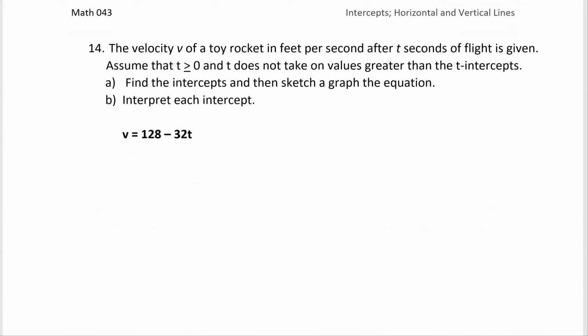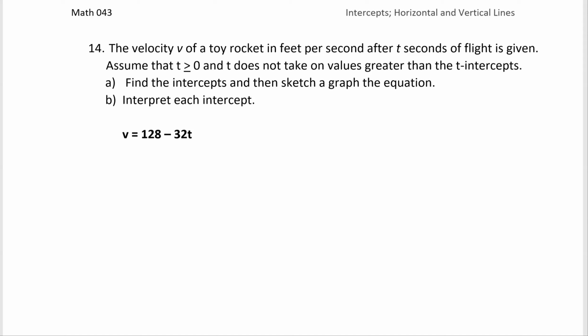Number 14, the velocity v of a toy rocket in feet per second after t seconds of flight is given. Assume that time is greater than or equal to 0, and t does not take on values greater than the t-intercepts. Find the intercepts and sketch the graph of the equation and interpret each intercept.